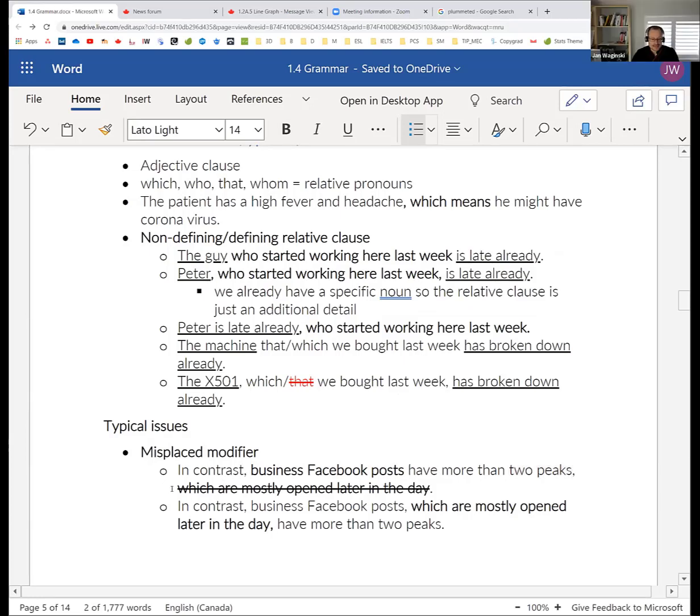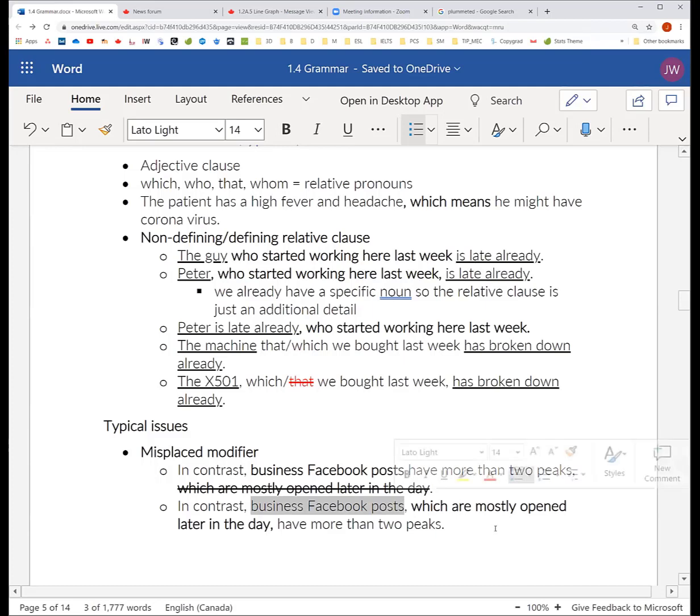If you keep it here, my brain looks at the directly preceding idea, which is two peaks, and I'm confused. How are peaks opened later in the day? It's just in the wrong spot, that's all. So it has to go here, directly after business Facebook posts. It can't go anywhere else in this sentence.